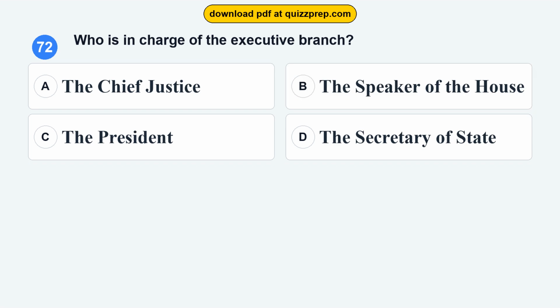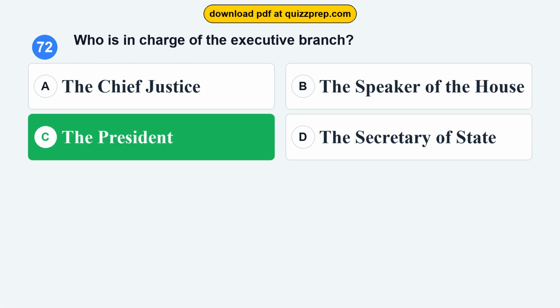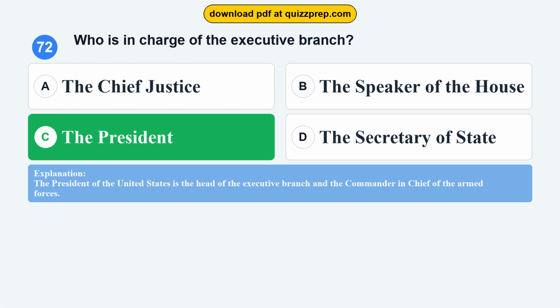Question 72. Who is in charge of the executive branch? Option A, the Chief Justice. Option B, the Speaker of the House. Option C, the President. Option D, the Secretary of State. The correct answer is option C, the President. The President of the United States is the head of the executive branch and the Commander-in-Chief of the Armed Forces.